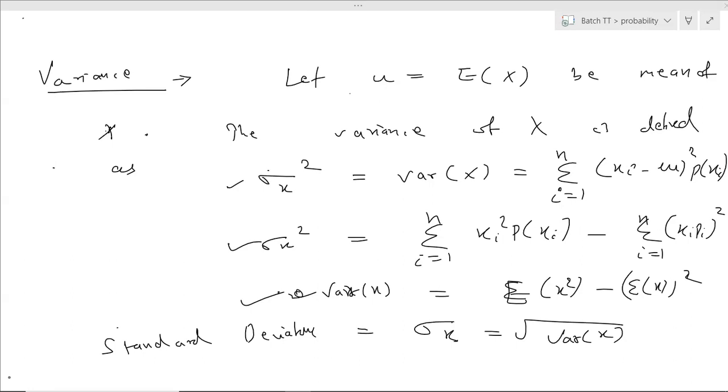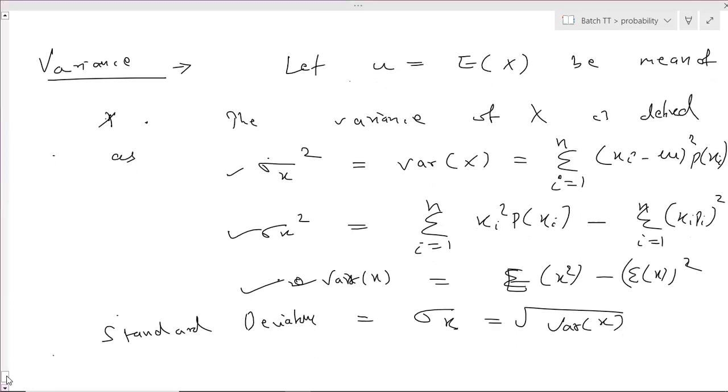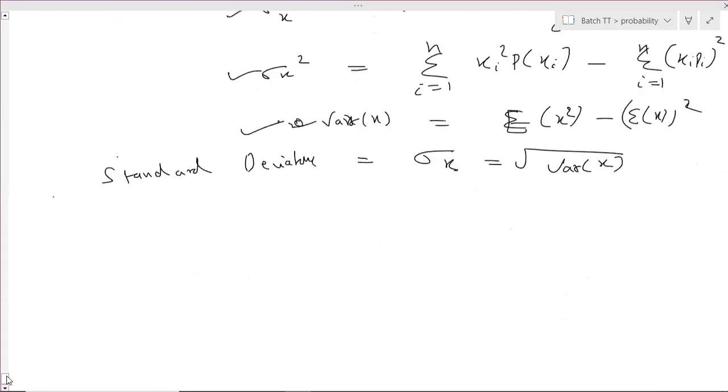Done, Alan? Okay. So let me explain this with an example. Suppose we have x and p of x: x is 0, 1, 2 and p of x is 1 by 4, 2 by 4, and 1 by 4. All right.